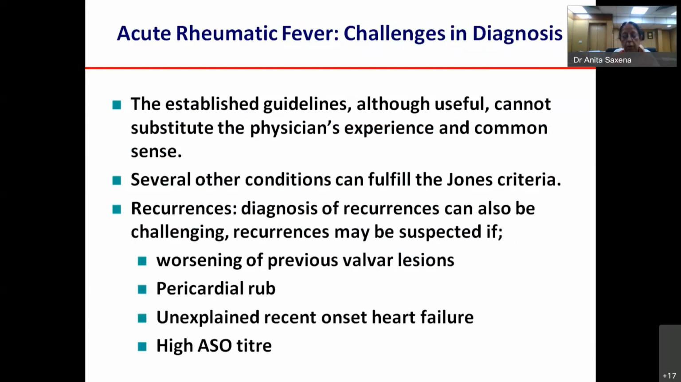If you knew that patient had mild MR and now has severe MR, by presence of a pericardial rub, even I would say unexplained recent onset heart failure in a child who was doing reasonably well, one must think about acute carditis or acute rheumatic fever. And of course, if you have a high ASO titer, that will also indicate that there has been a preceding GAS infection in the recent past.